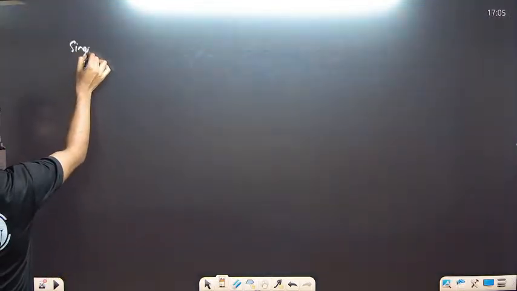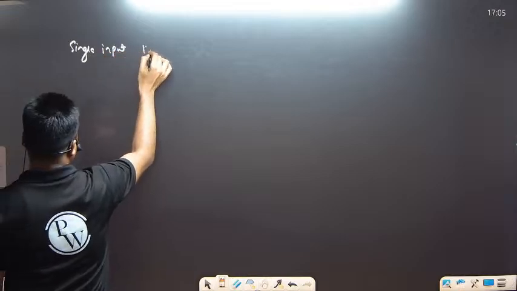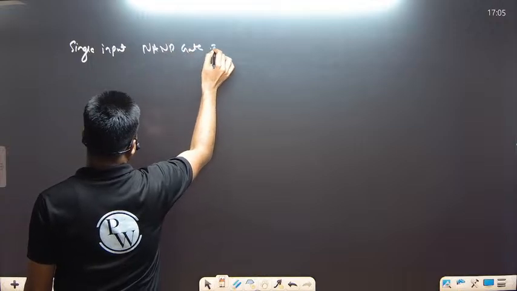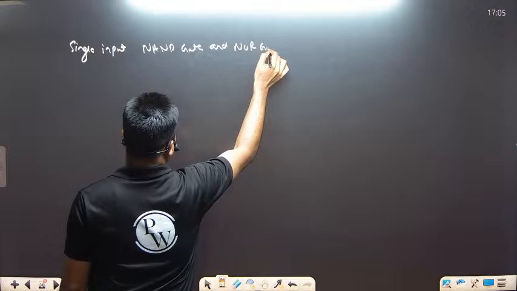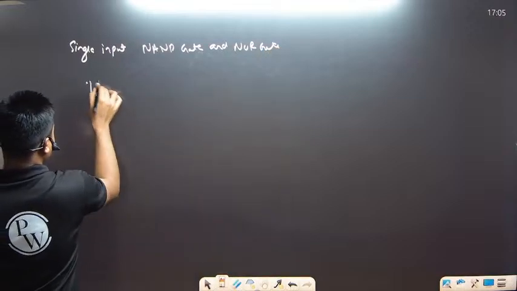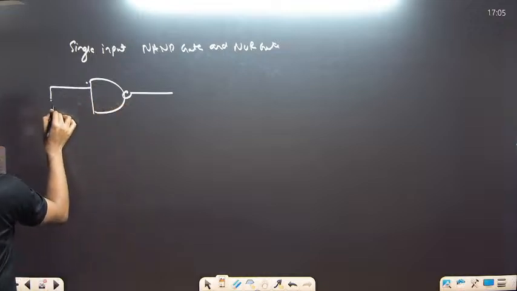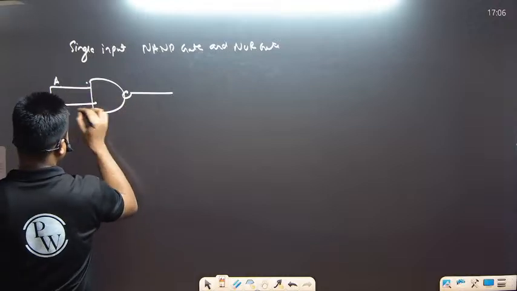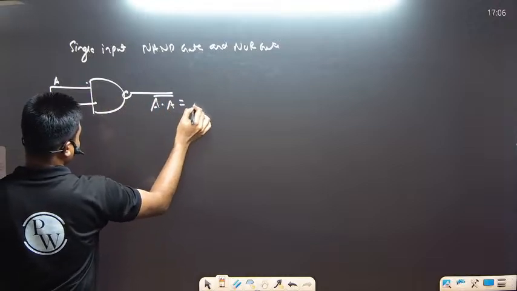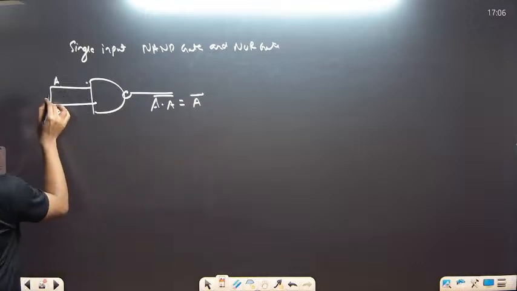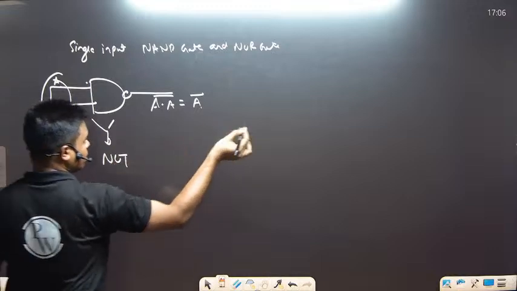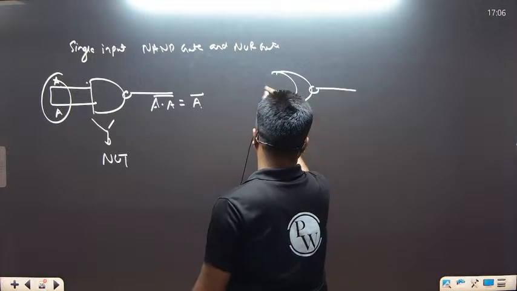And two more that we define: single input NAND gate and NOR gate. Suppose this one is a NAND gate, just connect the inputs by a single line. Both the inputs are the same. Now this will be A and this will be A. This is A dot A whole bar, that is nothing but A bar only. So this input and this output are equivalent to the NOT gate.